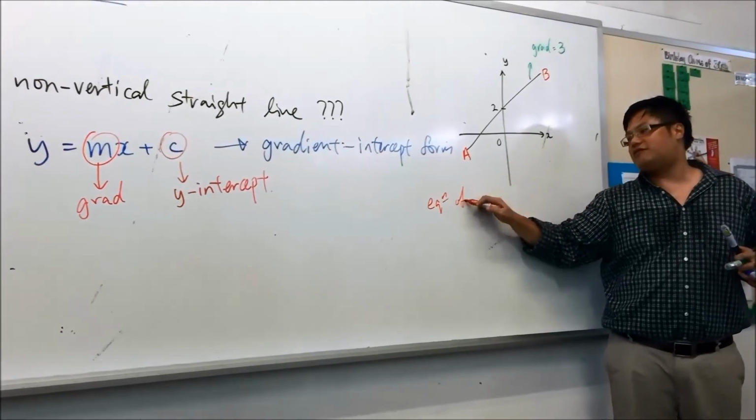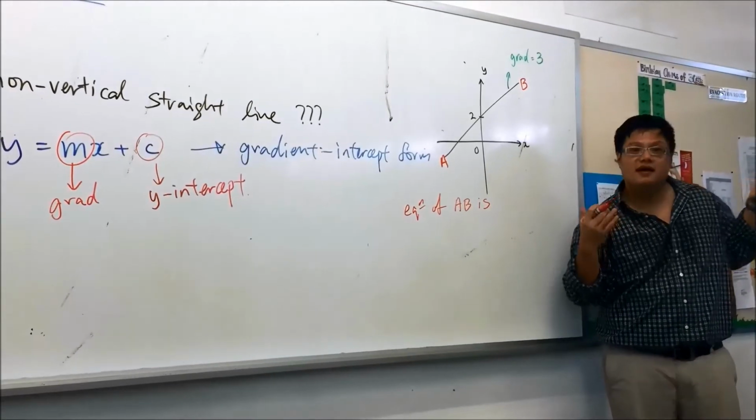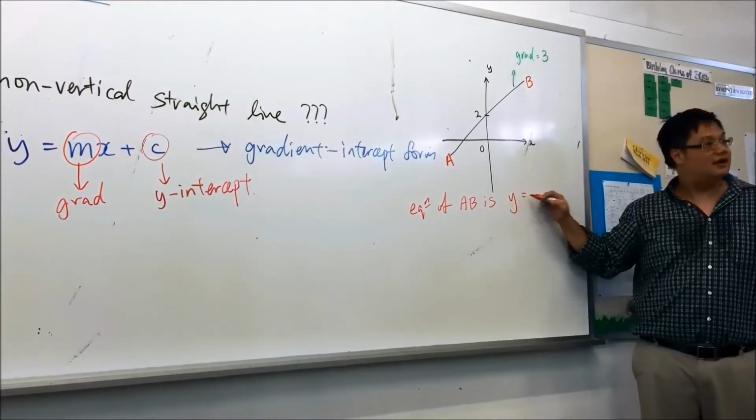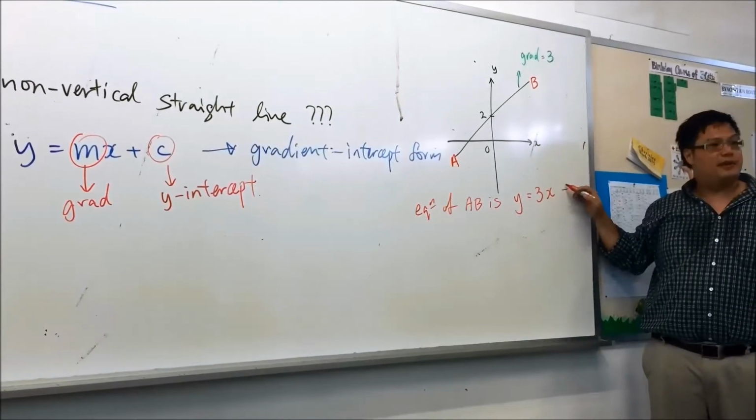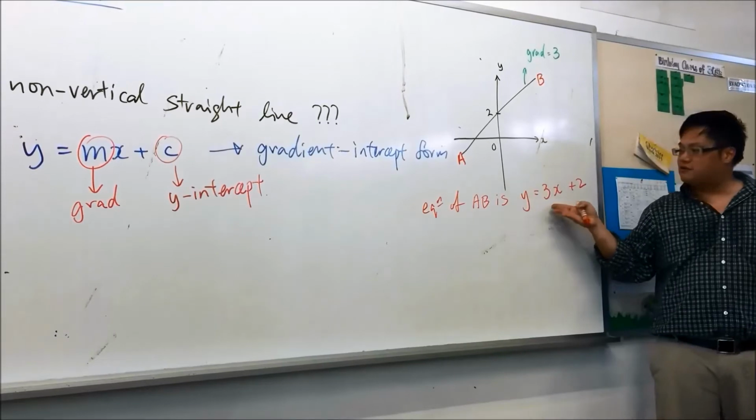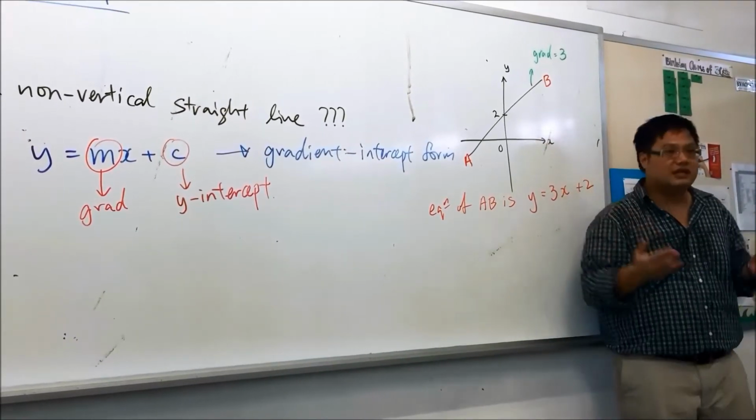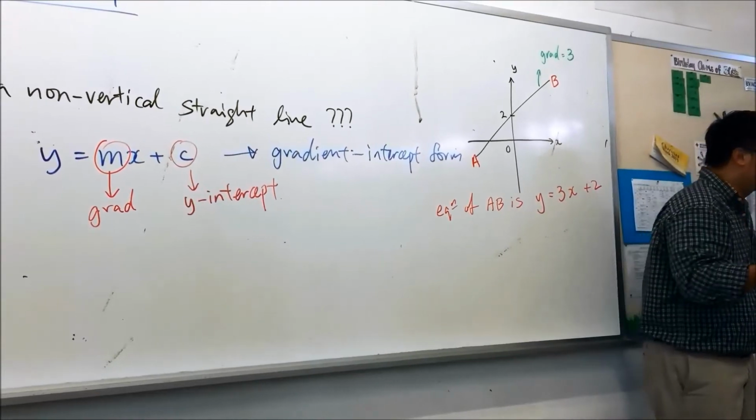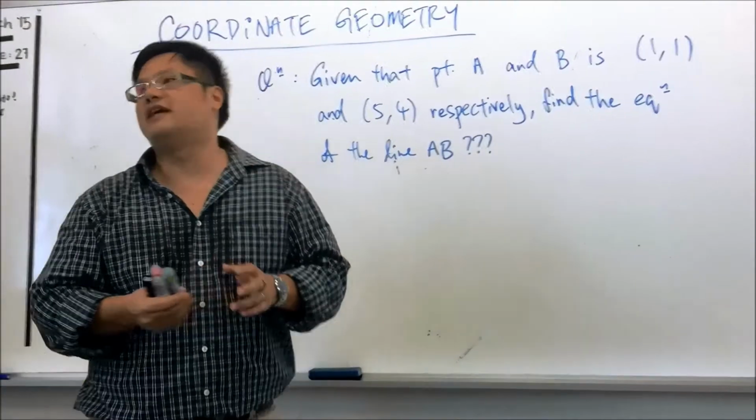The equation of AB is, everybody can tell me, y equals to 3x, because the gradient is 3, so 3x plus 2. Because the y-intercept is 2, so y equals to 3x plus 2. Okay, so this is known as the gradient intercept form. Everybody with me? Okay, now we try to consolidate your understanding.